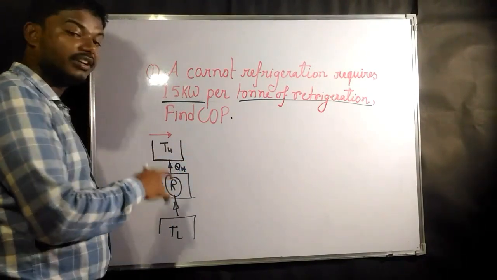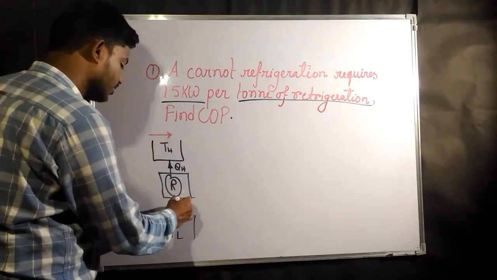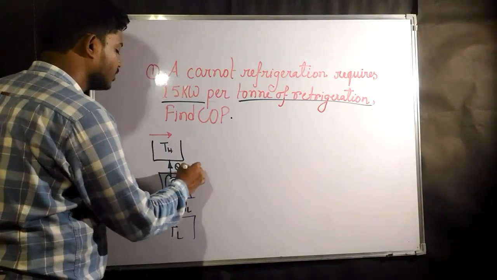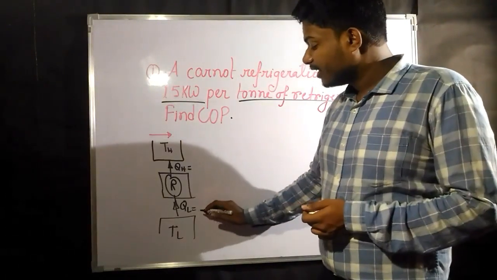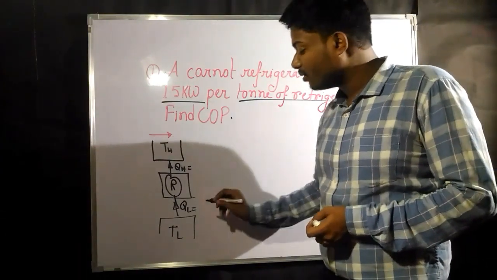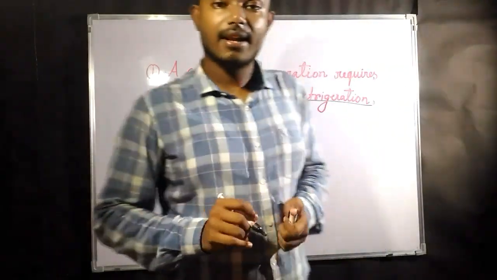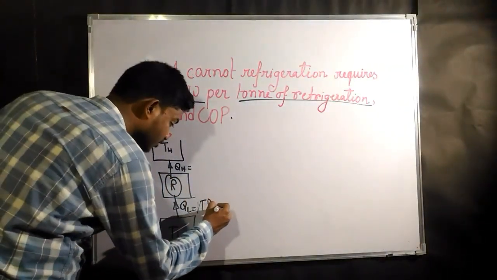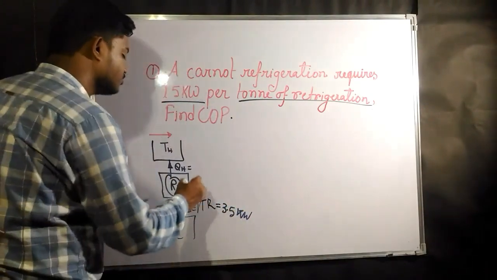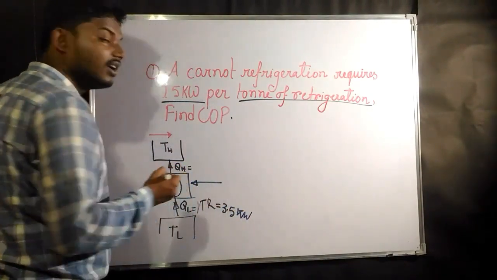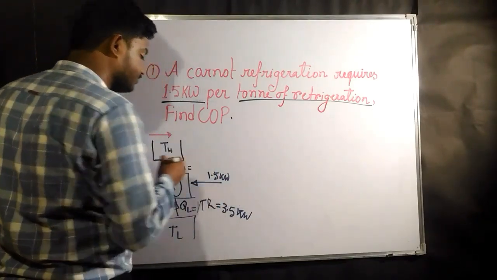The amount of heat that has been transferred to the reservoir with higher temperature is QH, which we need to find out. QL is the amount of heat we need to take out from the lower temperature reservoir, which is given as 1 TR. 1 TR means 1 ton of refrigeration, which is 3.5 kilowatt, as we said on the last board, and it requires a work of 1.5 kilowatt.